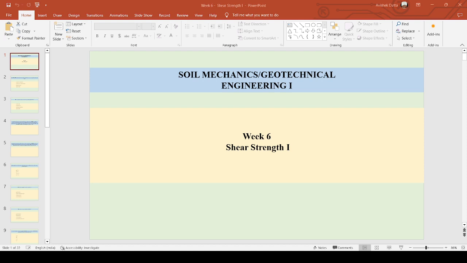The course name is Soil Mechanics Geotechnical Engineering 1. This is the sixth week, and the topic of today's discussion is shear strength 1. This chapter, shear strength, has been divided into two parts as per the syllabus of this course.